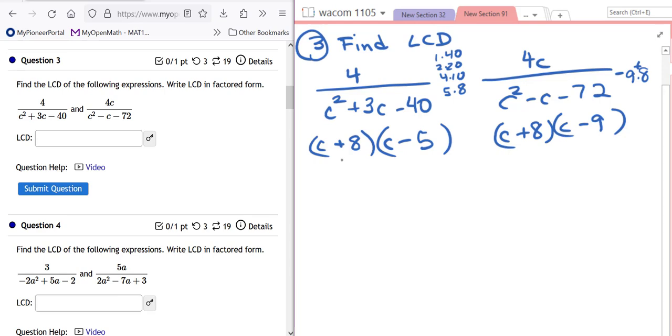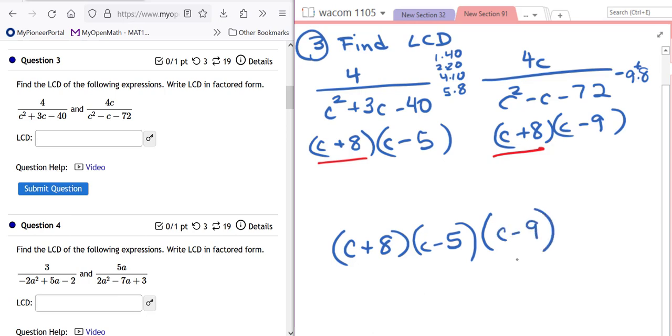All right, so these are all the types that we have. They all have to be represented, but you take it from the one factor where it occurs the most. So when you pick out your C plus 8, they are the same, so you only need one of them. You don't need two. So we have a C plus 8. You're going to have a C minus 5, and you're going to have a C minus 9. So that would be the common denominator.